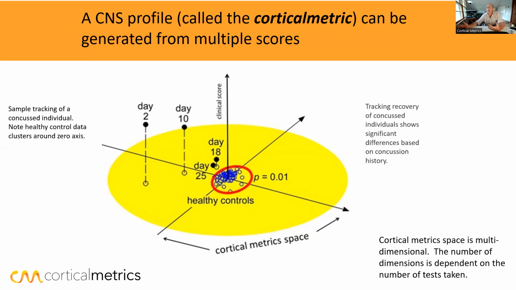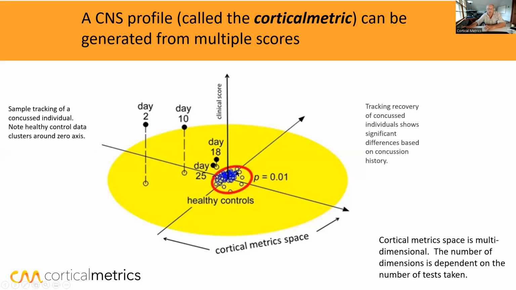I mentioned that if you have 8 tests, you have 8 dimensions, and we can't represent that, but we can represent 3 dimensions. So in this case, we're just going to represent 3 dimensions in cortical metric space. Here we have cortical metric space in this dimensionality. This is basically a sample tracking of just one individual. And what you want to note inside the red circle are the control data.